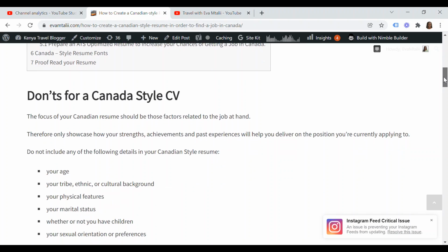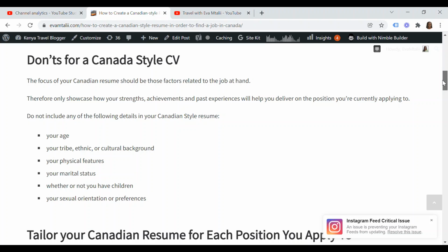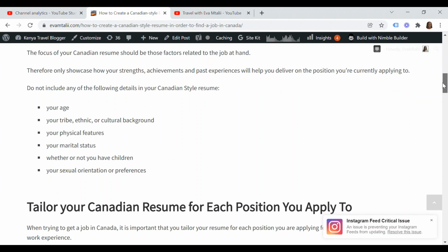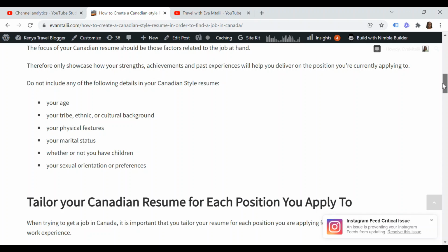So the number one thing we are going to look at is what are those things that you should not put into your Canadian style resume. So number one, you want to make sure that your Canadian resume is focused on the factors that are related to the job at hand. That is the job that you are applying for. So focus only on showcasing your strengths, your achievements, and your past experiences, which will help you to deliver on the position you are currently applying for.